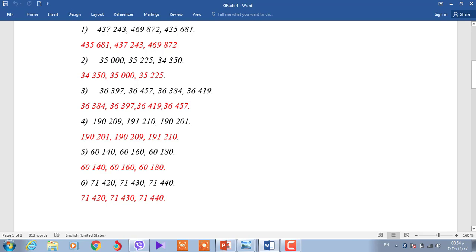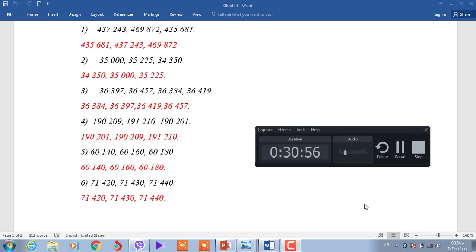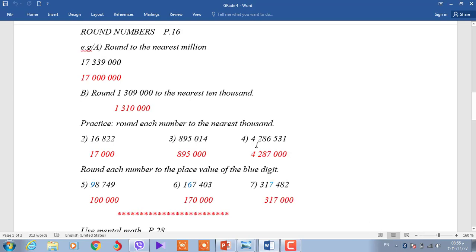And now we are going to solve the next lesson. It is about round numbers. Okay, dear student, now we are studying about round numbers. I tell you round to the nearest million, because we have place value million. We have ones, tens, 100, 1,000, 10,000, 100,000, million. We have 7 in million. We need to look at the next or behind number.